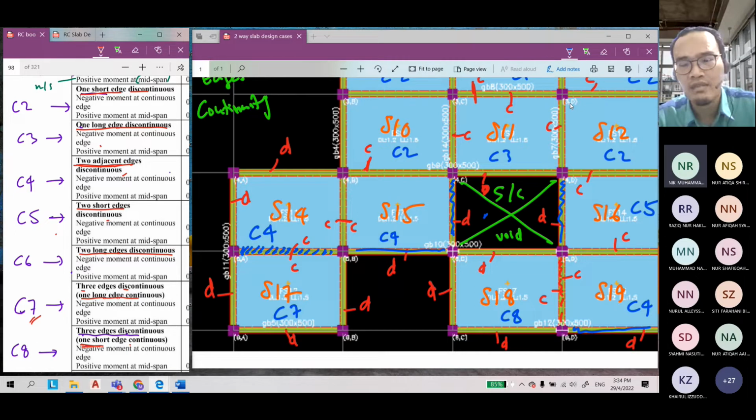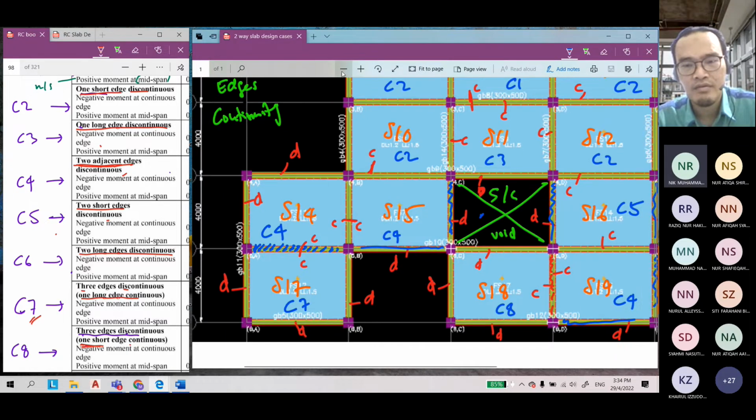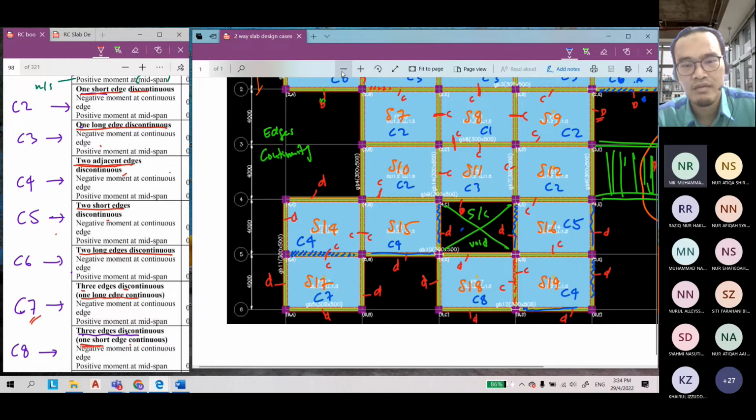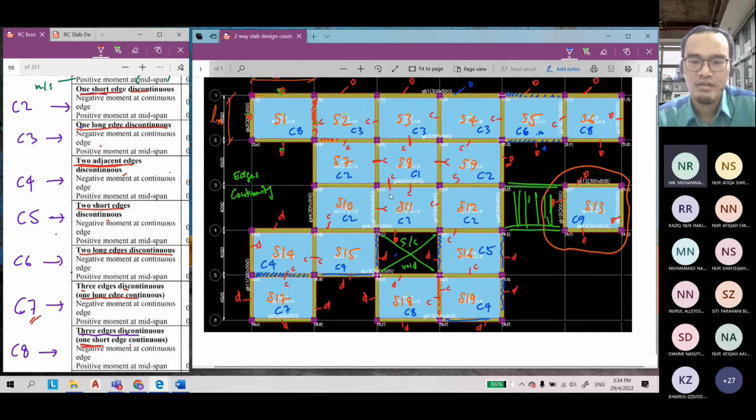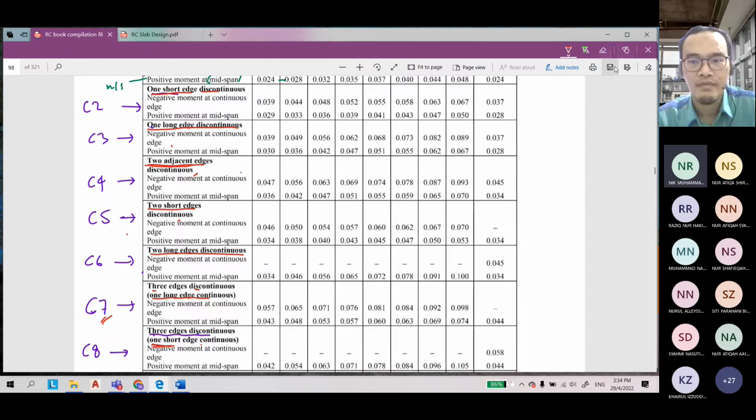Case number 7, one long edge continuous. Any questions for this part, class? I hope you know how to do it, how to differentiate every slab panel, because I don't want you to get confused later. Thank you very much for your participation.